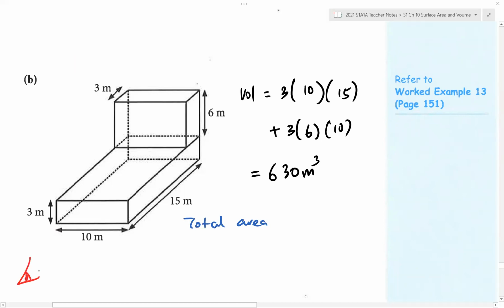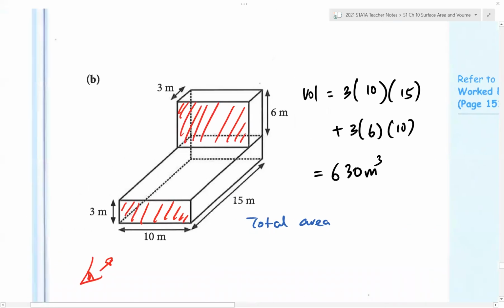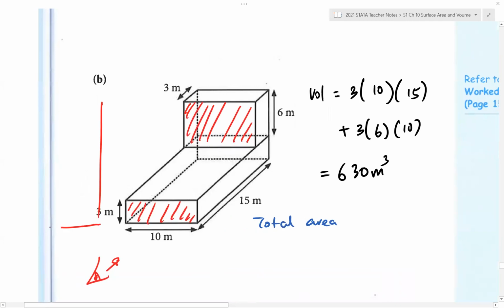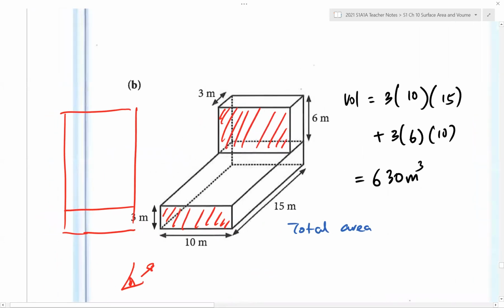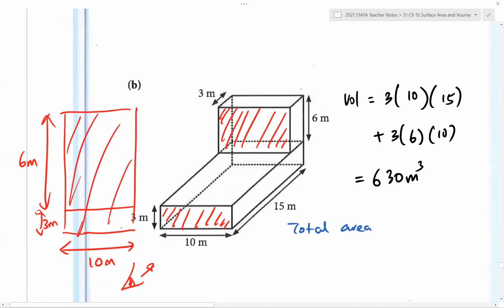Front view. Put your eye over here. Look this way. What do you see? One rectangle here, another rectangle over here. So in total, these two rectangles look like this, where we have a height of 3 meters. The remaining is 6 meters. This portion is 10 meters. So the total area for this shaded portion is 10 times 9. 6 plus 3 is 9.